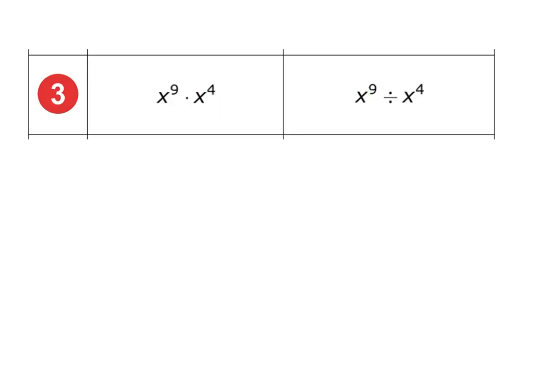We have another opportunity to apply the exponent laws here. In the first part, we'll have x to the power of 9 multiplied by x to the power of 4. We can add those exponents to have x to the power of 9 plus 4, or x to the power of 13. The second part of this question has x to the power of 9 divided by x to the power of 4, so we'll subtract the exponents. Keeping the base the same, we'll have x to the power of 9 minus 4, or x to the power of 5.